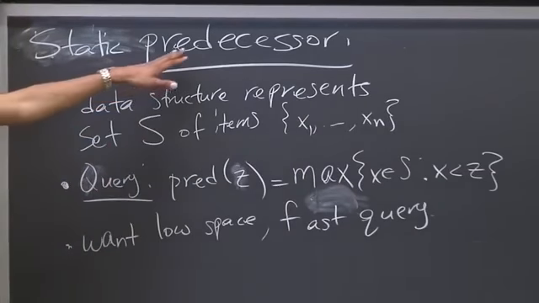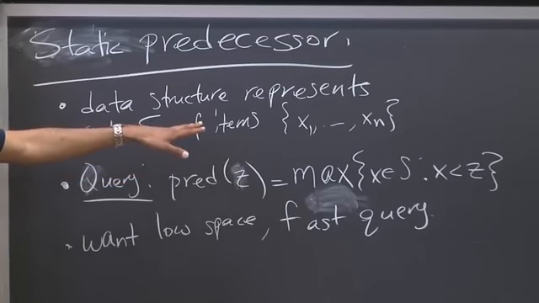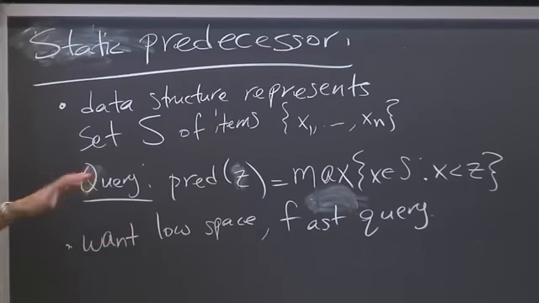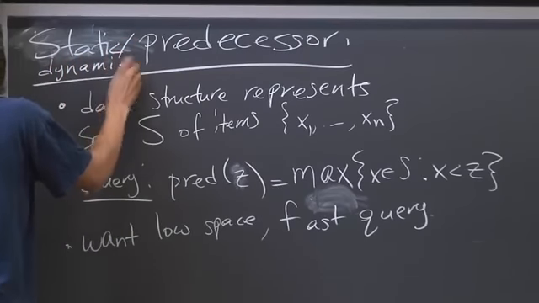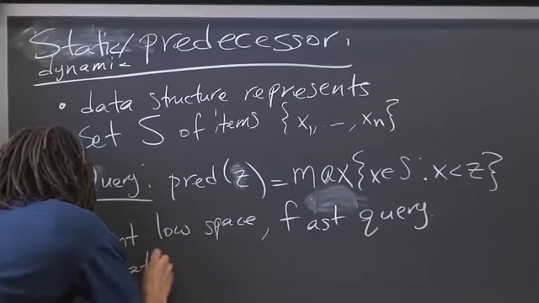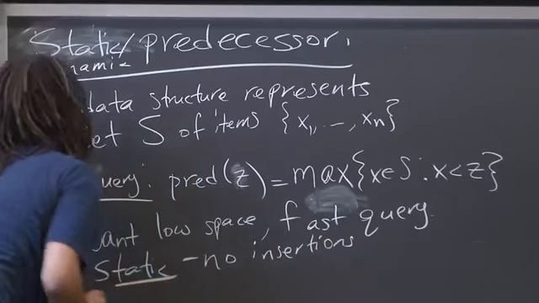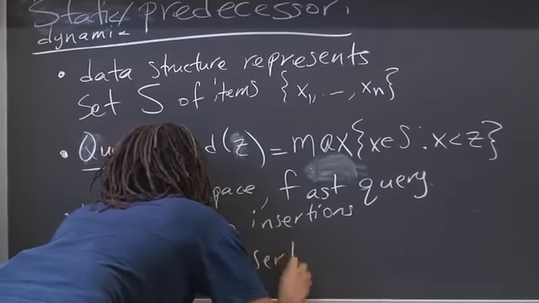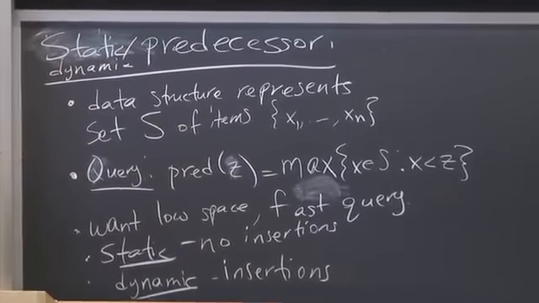And this word, predecessor, you see why that's there. Static, in data structure speak, just means that the set S of items doesn't change. If you had said a dynamic data structural problem like dynamic predecessor, you'd also support the insertion and deletion of items. So static versus dynamic: static, no insertions; dynamic, insertions.